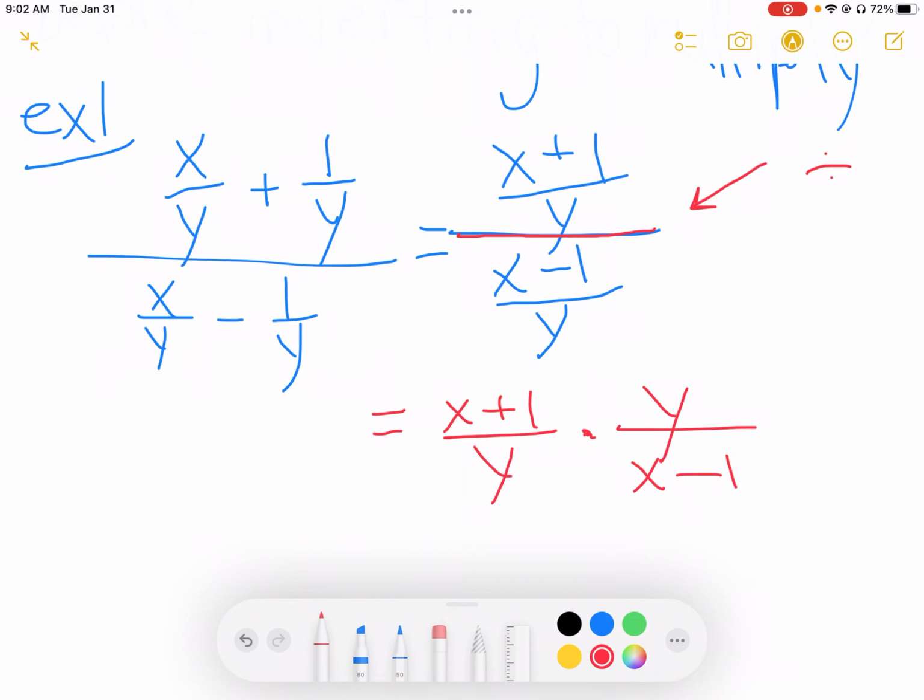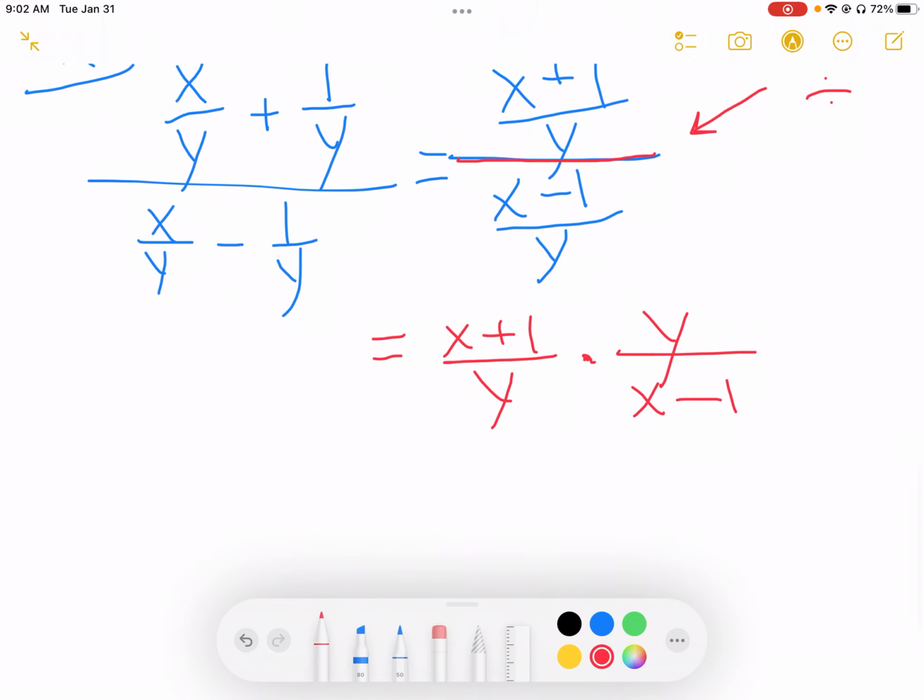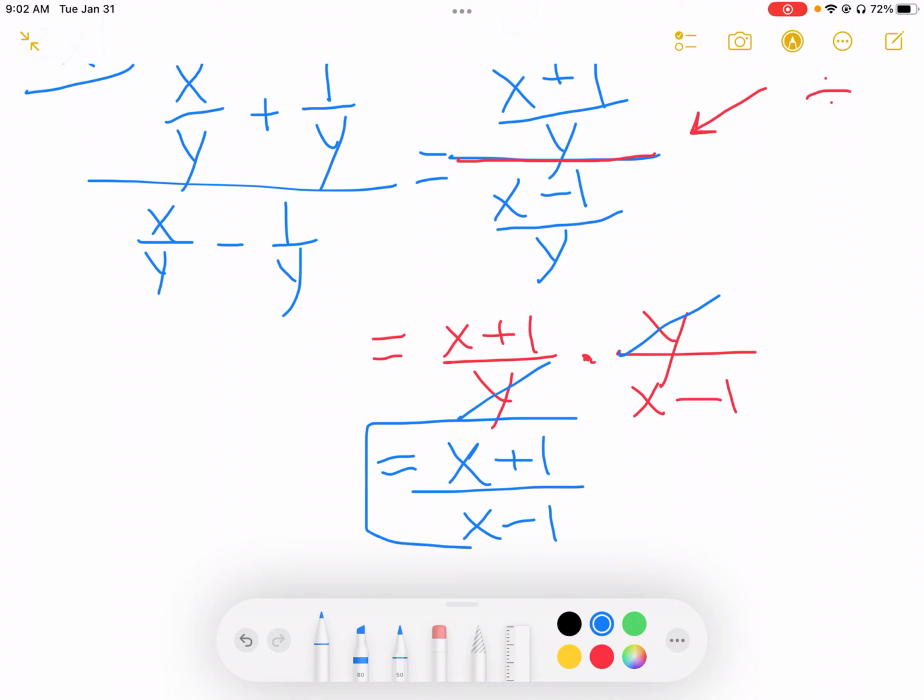And then what I finally get for this: you can see that my y cancels there, my y cancels there, and I just end up with x plus 1 over x minus 1. And that would be my final answer.